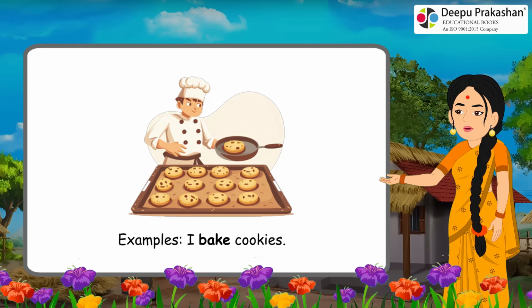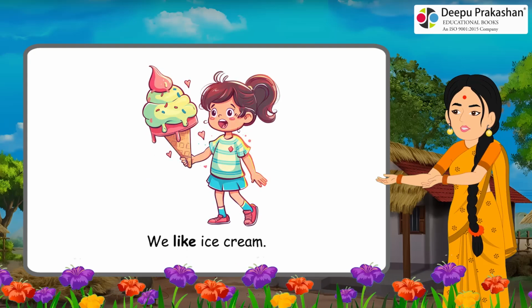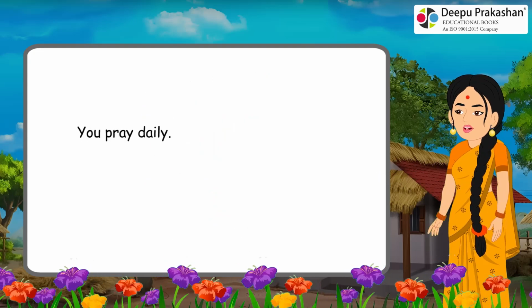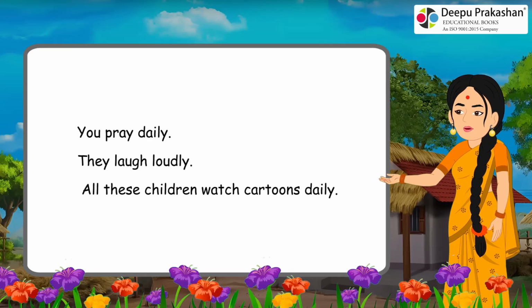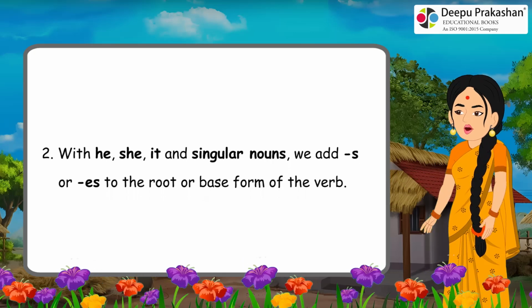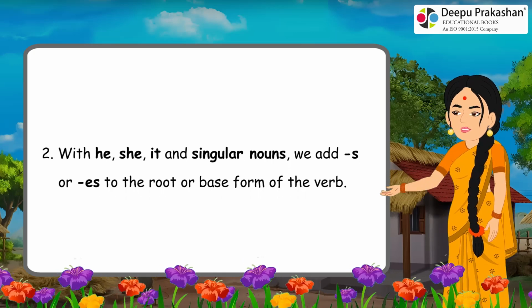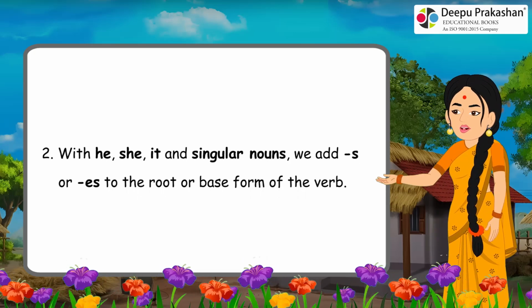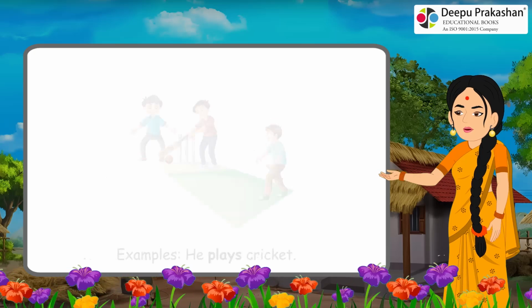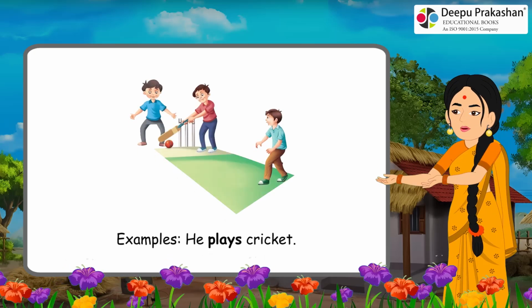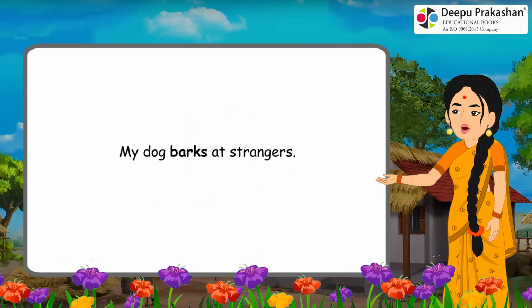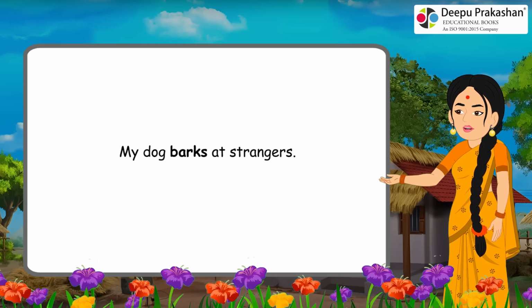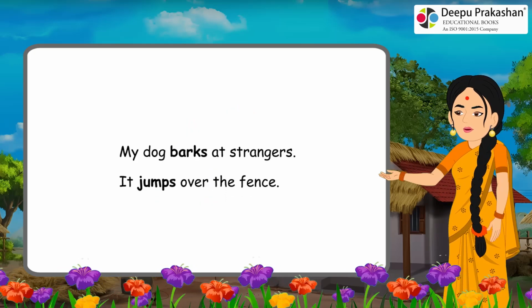Examples. I bake cookies. We like ice cream. You pray daily. They laugh loudly. All these children watch cartoons daily. 2. With he, she, it, and singular nouns, we add s or es to the root or base form of the verb. Examples. He plays cricket. She dances well. My dog barks at strangers. It jumps over the fence.